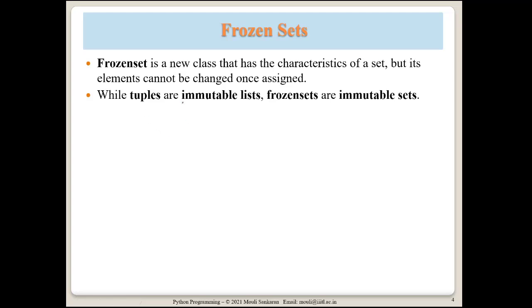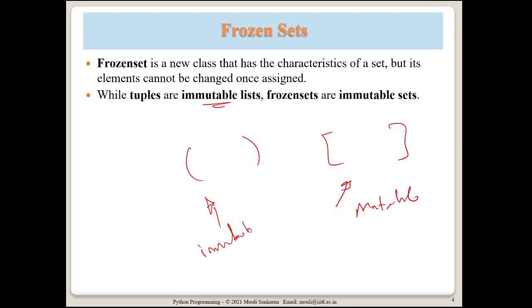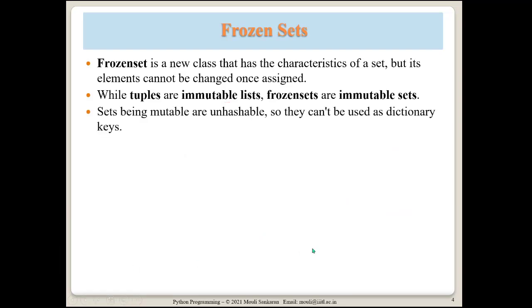While tuples are immutable lists, we have seen that the difference between a tuple and a list is that this is immutable, whereas this is mutable, which can be changed. A tuple is immutable. Again you can do an iteration or a list of things. Same thing what you can do with the list, you can do with the tuple also, but the difference is mutability. Similarly, between frozen set and the set, the difference is only the mutability.